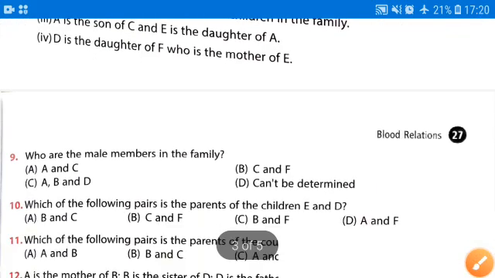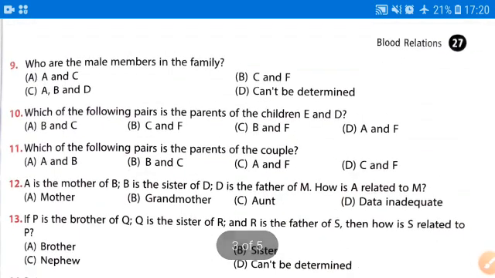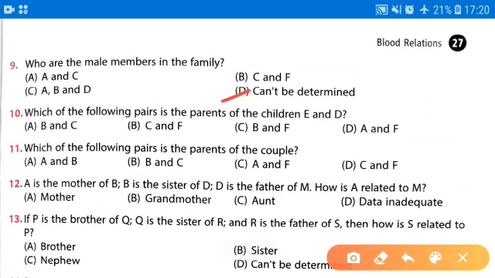Understood? Now you can check the answers from here. For question number 9, the correct option is D. For question number 10, the correct answer is option D again. And for question number 11, option B is the correct answer.